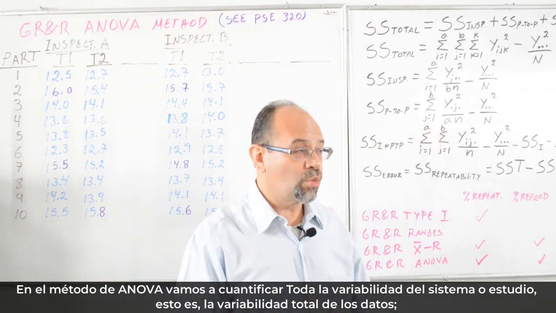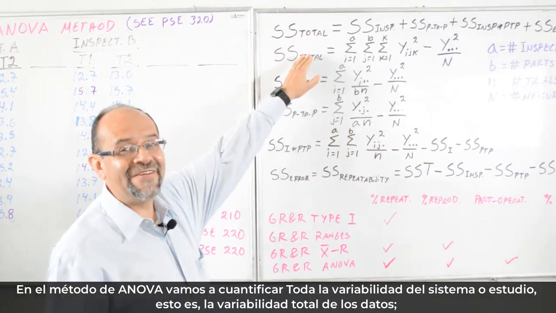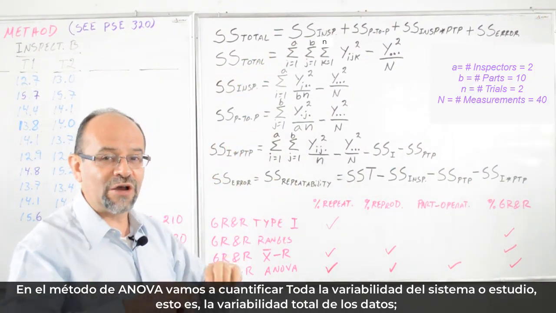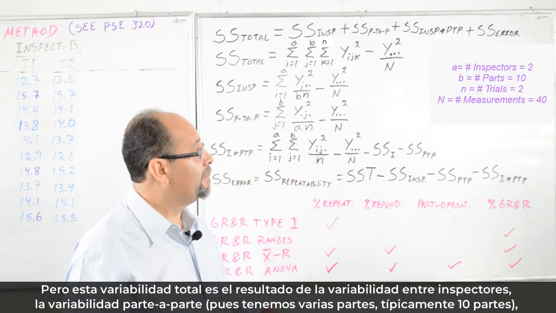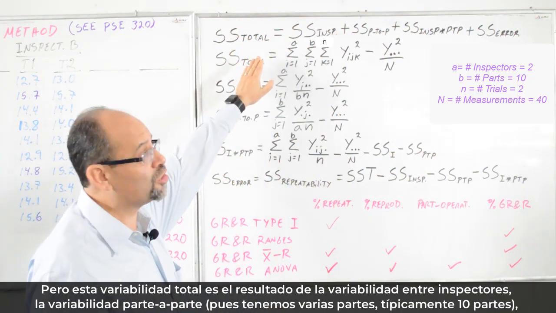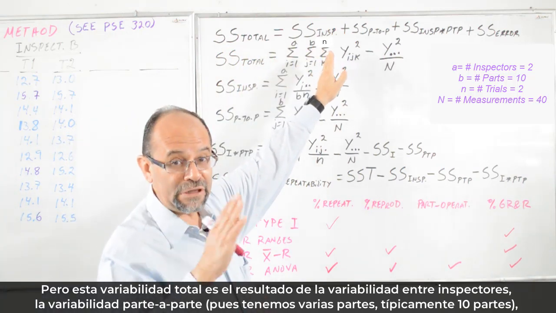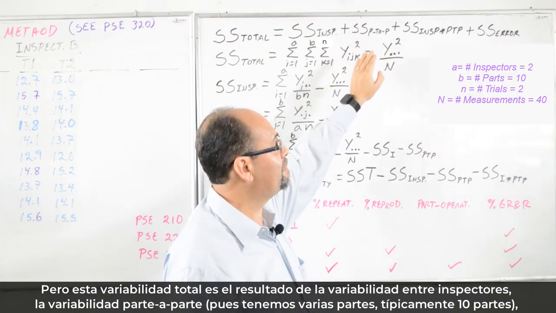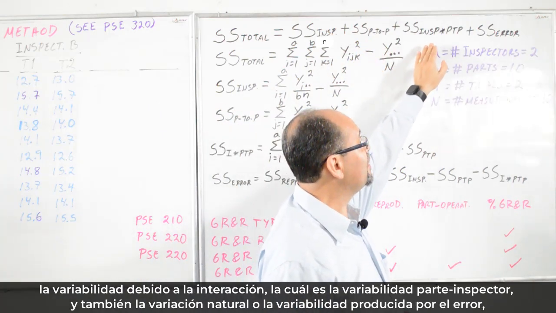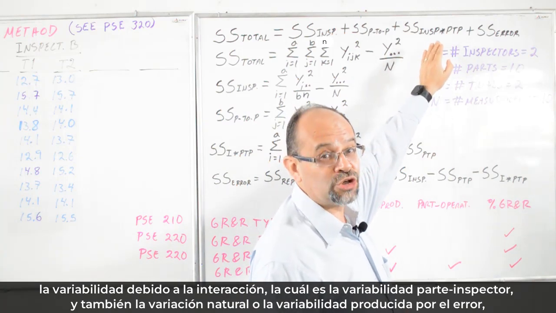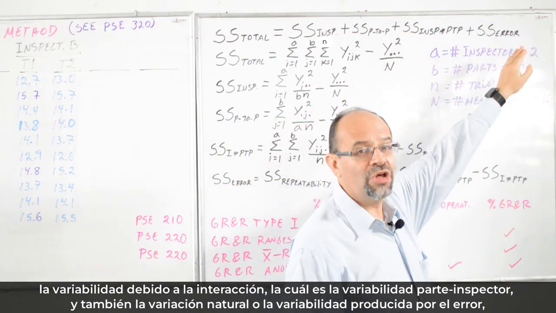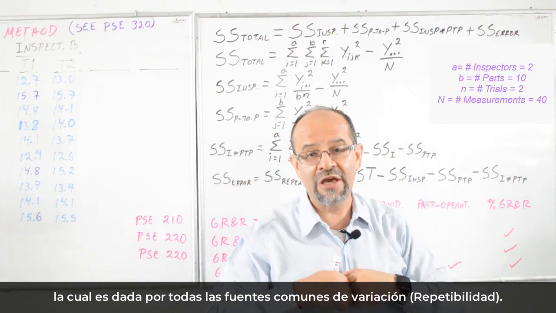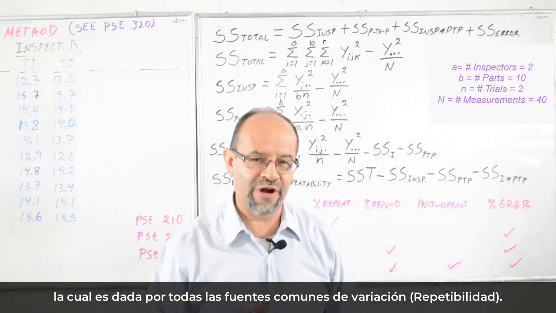For the ANOVA method, we want to evaluate the total variability in the system, in the study: the whole variability of all the data. But that whole variability is the result of the variability between inspectors, the variability part to part, since we have 10 parts, the variability because of the interaction inspector-part, and also the natural variation, or the variability because of the error, which is because of all the rest of the common sources of variation.